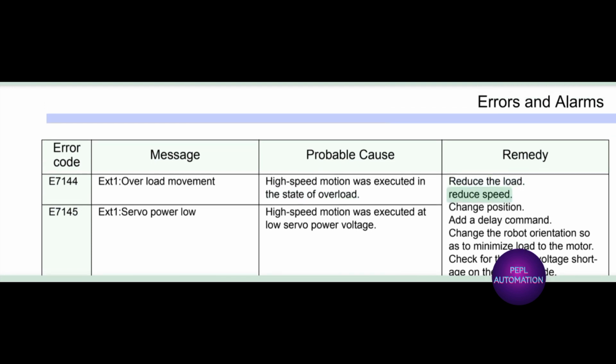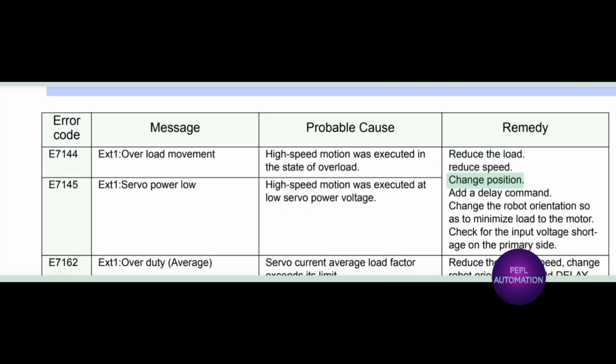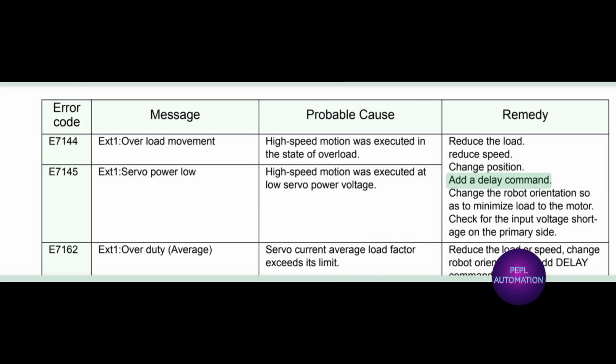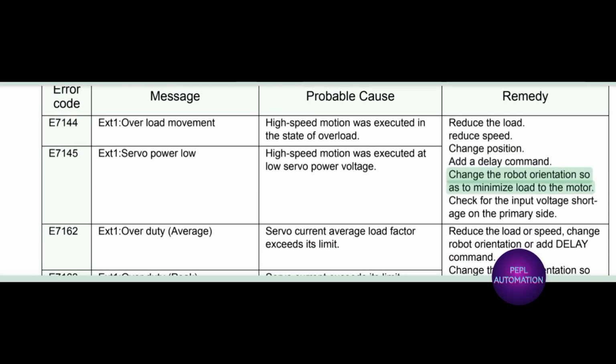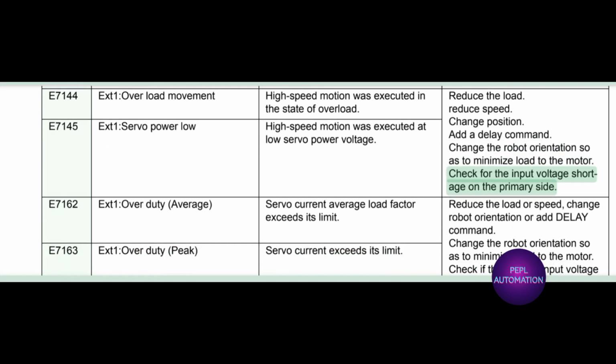Reduce the load. Reduce speed. Change position. Add a delay command. Change the robot orientation so as to minimize load to the motor. Check for the input voltage shortage on the primary side.